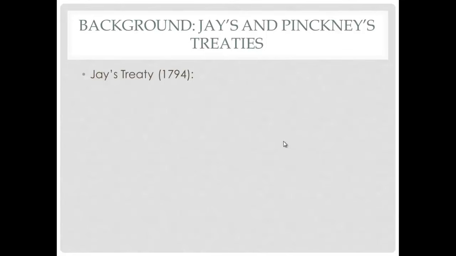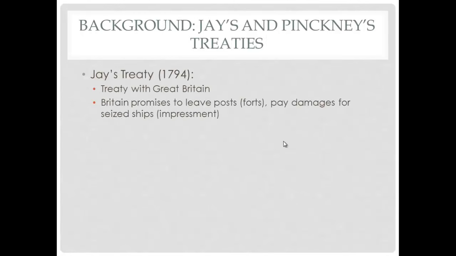And the first one is Jay's Treaty, which happened in 1794, named after the first Chief Justice of the United States, John Jay. This is a treaty with Great Britain. Now, Britain promises as a result of this to leave some posts or forts, most notably in the northwestern part of the United States, like Fort Niagara, for instance. And they also promise to pay for damages for seized ships, and that is impressment.